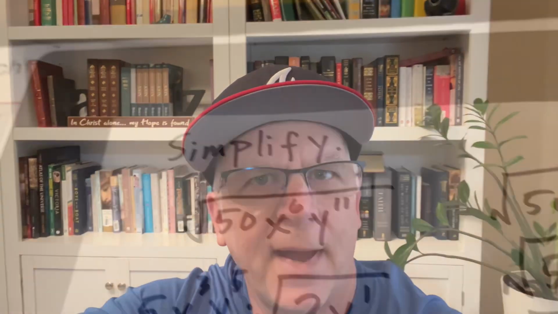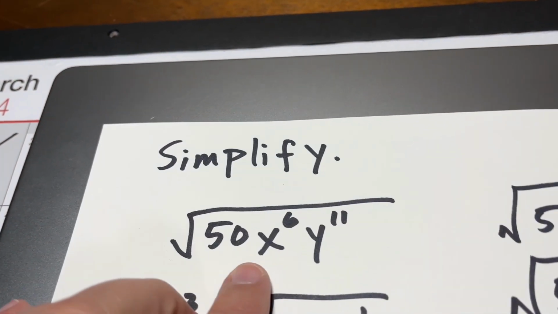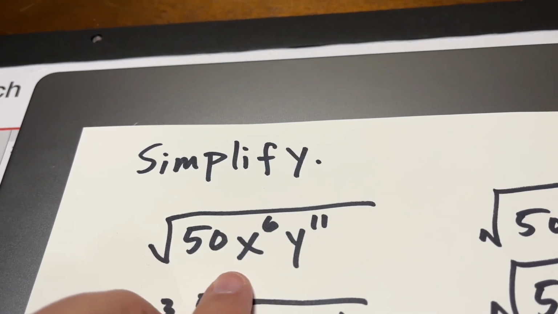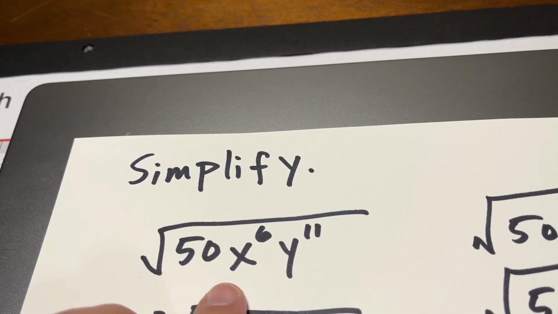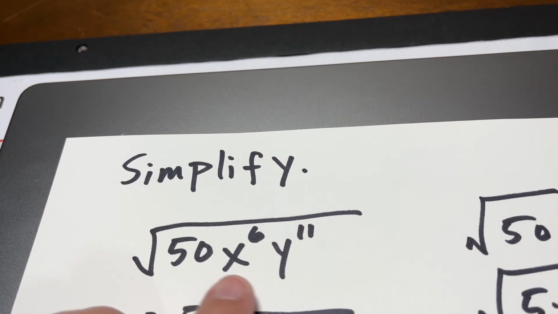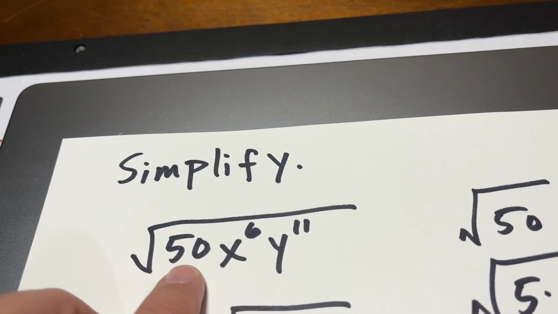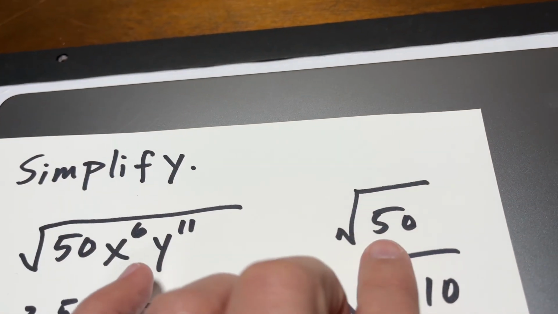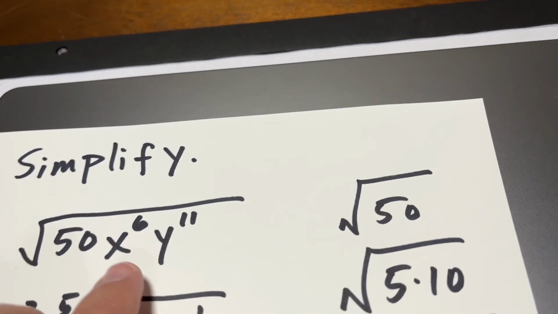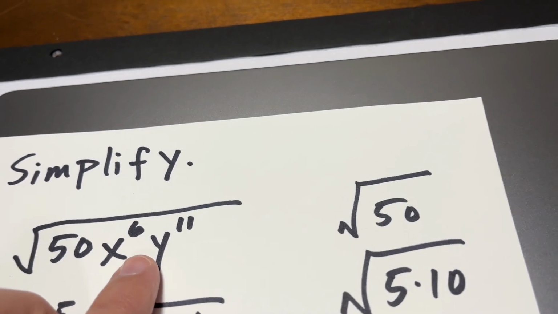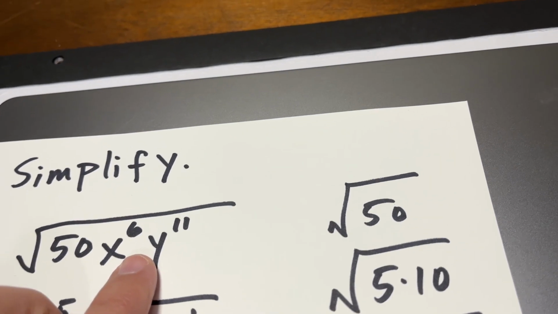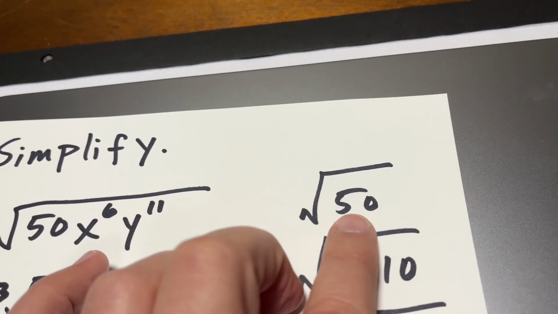Hey, let's do some math about how to simplify a radical like this. So the square root of 50, x to the 6, y to the 11th. What I would do is take this 50 over here, the square root of 50, and I would simplify that first and just not pay any attention to the x and the y right now. So let's simplify the square root of 50.